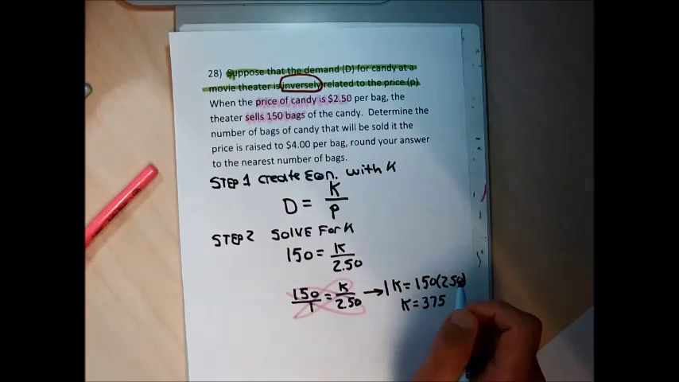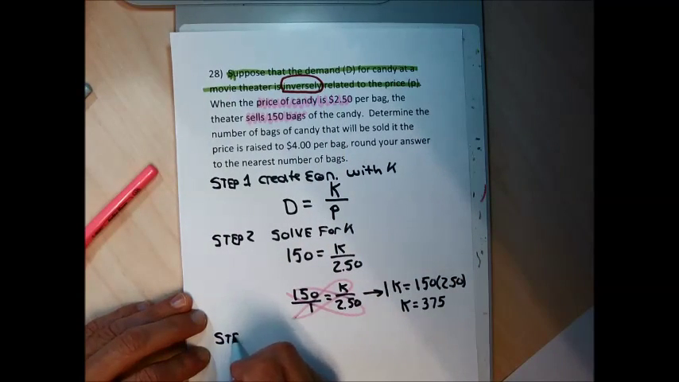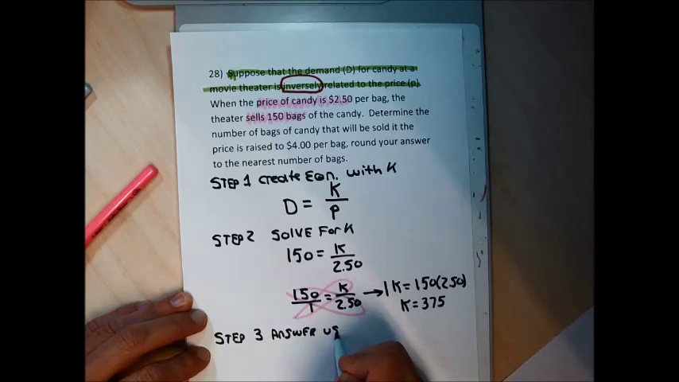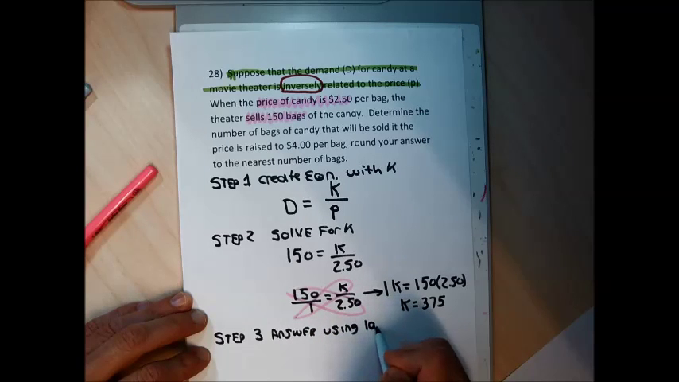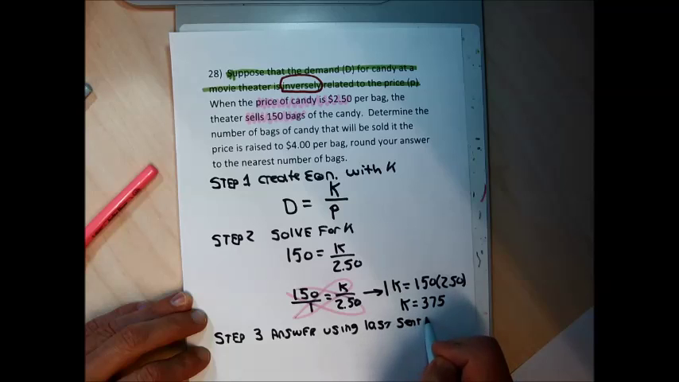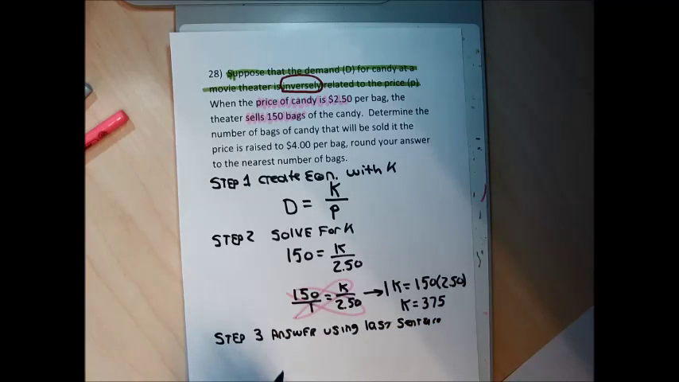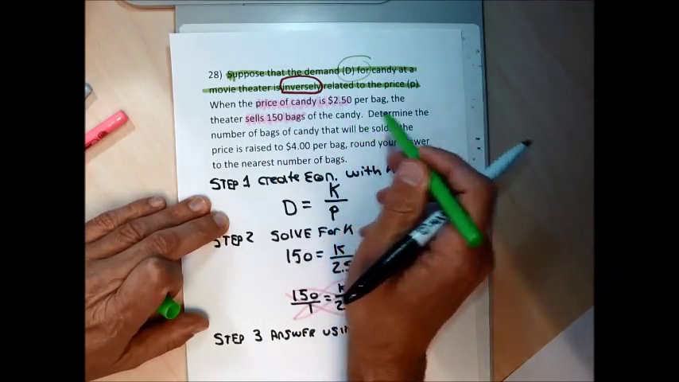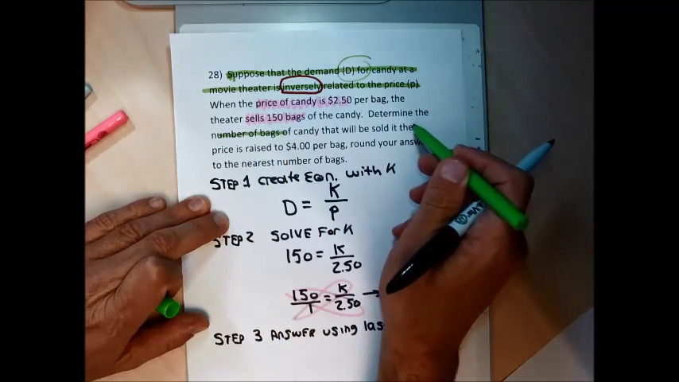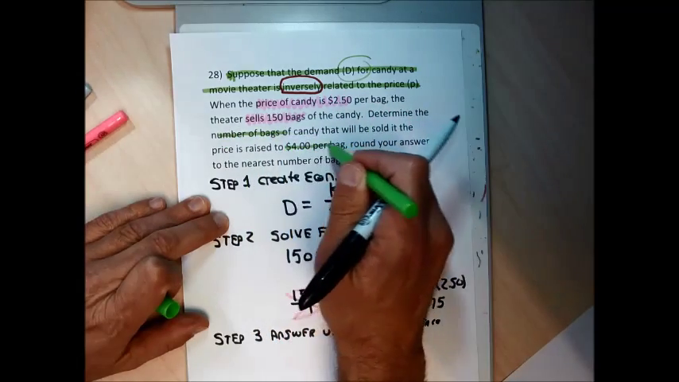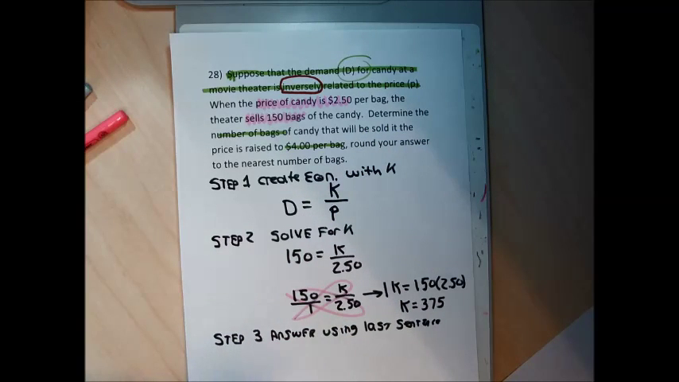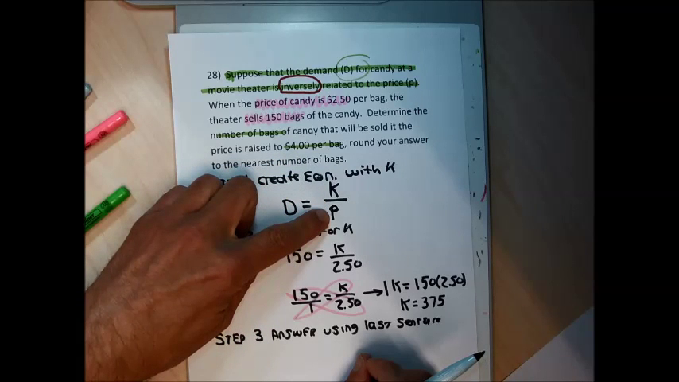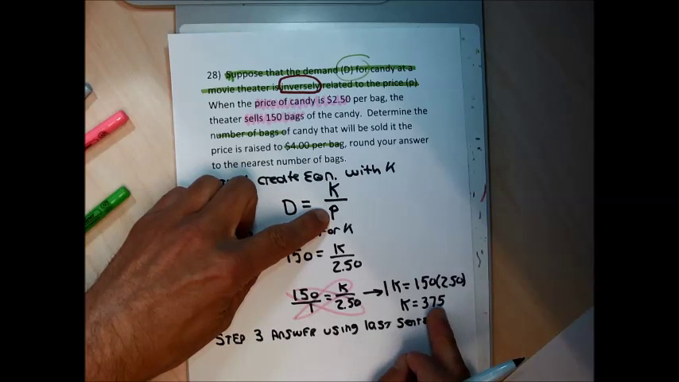Almost done. Now I move on to the last sentence, and I need to use it. This last sentence only has one number in it, and it has one question. It says determine the number of bags of candy. The number of bags of candy is the D. So it says determine what D is if the price is raised to $4 per bag. So I'm going to take the number in the last sentence, put 4 in for the price, and plug 375 in for the k.